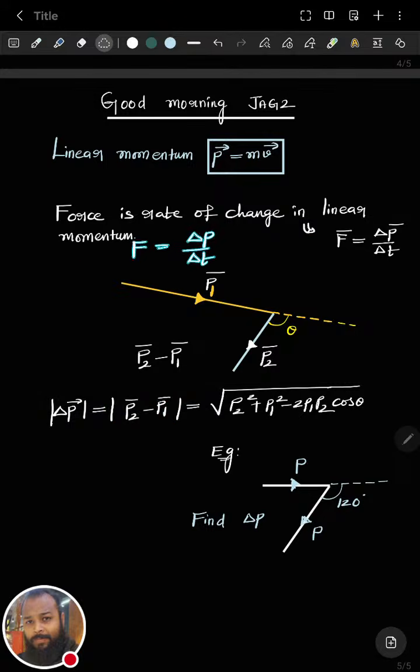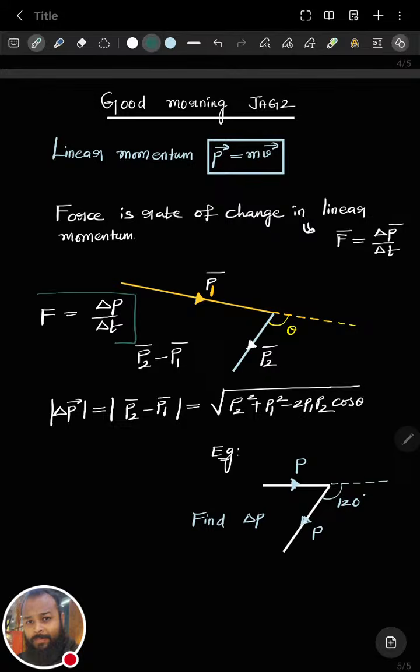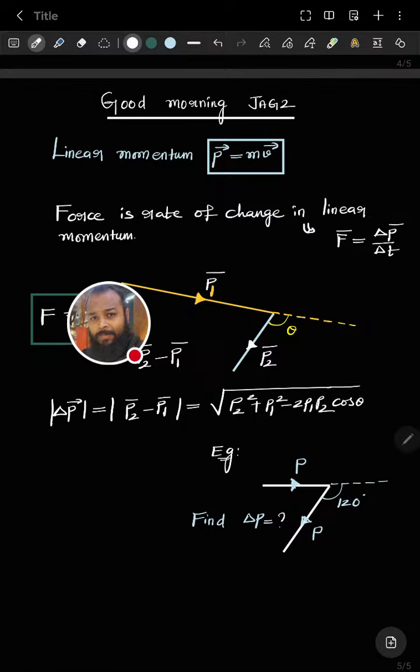We will take this up. Do that and tell me the answer. You can do it, I know. Delta P, find delta P. You can find it easily. So here what happened, the magnitude didn't change, but only direction changed. So you can find delta P in the following manner.